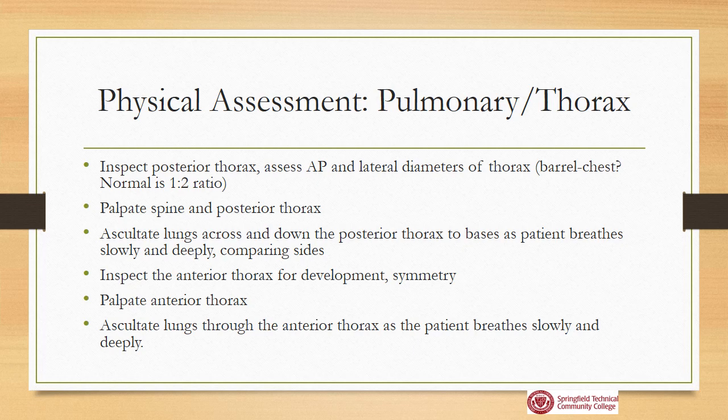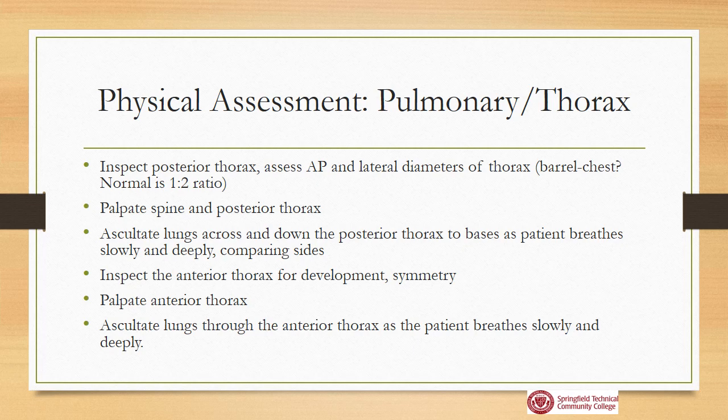Normally, the patient's chest is going to be half as wide from the front to the back as it is from the shoulder to the shoulder. So lateral might be 2 feet and anterior posterior is 1 foot. You're going to palpate the spine and the posterior thorax. You're going to listen to the lungs across and down the posterior thorax to the bases as the patient breathes slowly and deeply, going in a ladder format, like from one side to the other.